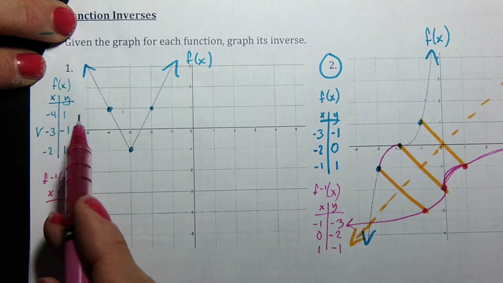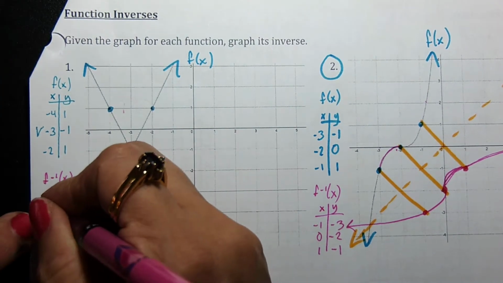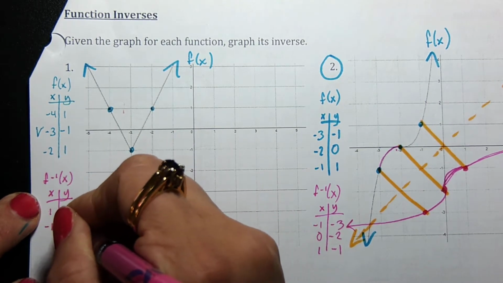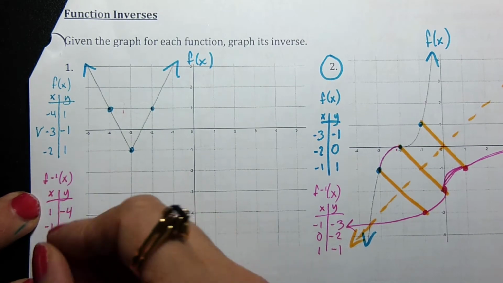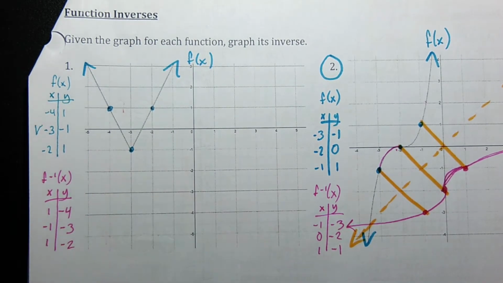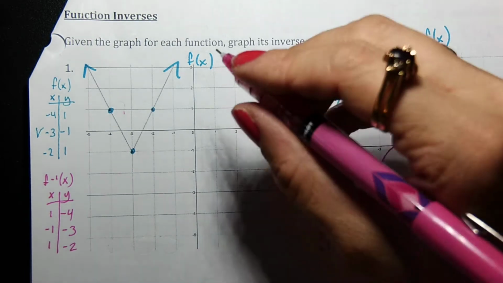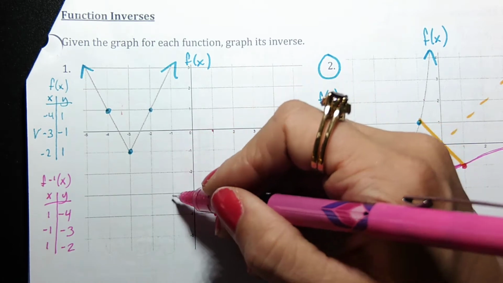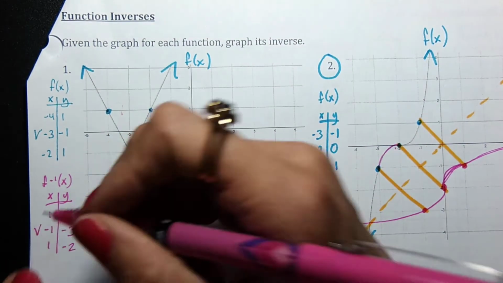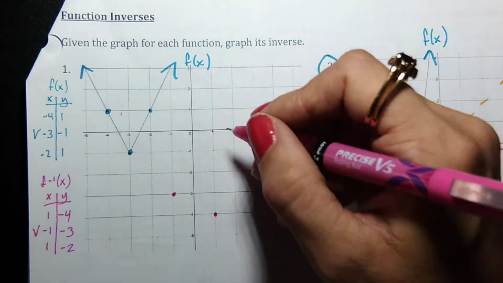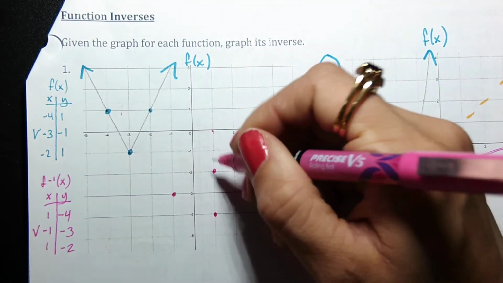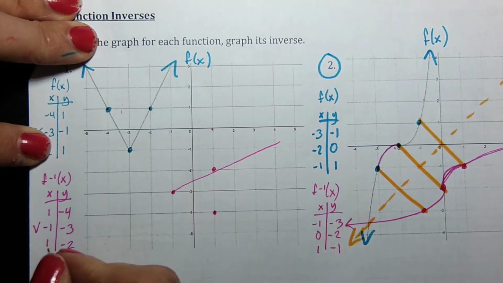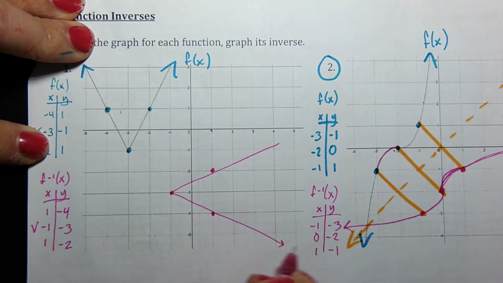So instead of -4, 1, we'll have 1, -4. And instead of -3, -1, we'll have -1, -3. Instead of -2, 1, we'll have 1, -2. And this gives me forward 1 down 4, backward 1 down 3, and that's going to be kind of the vertex of the inverse. And then forward 1 down 2. And connecting those points into a V shape, knowing that that point is going to be kind of our vertex.